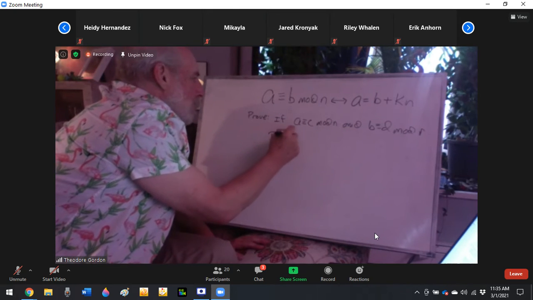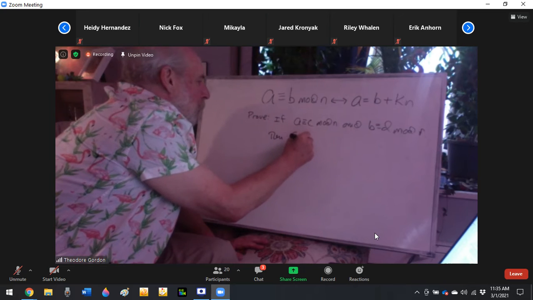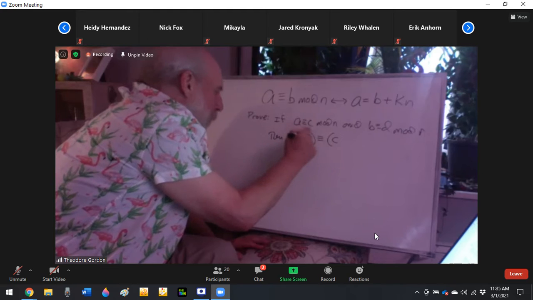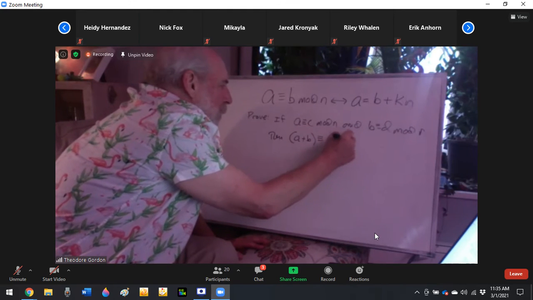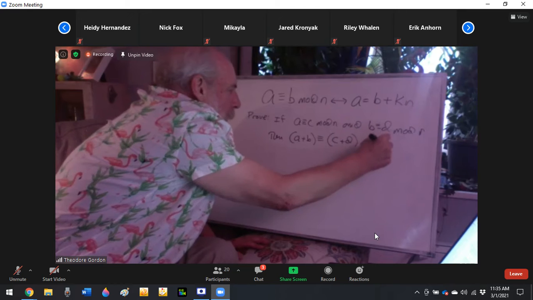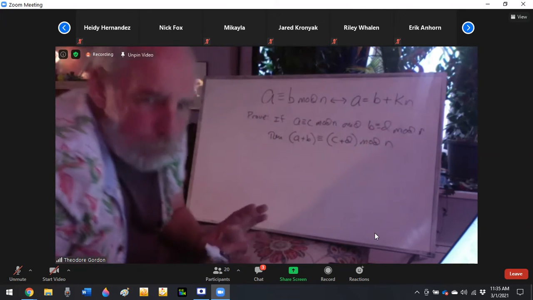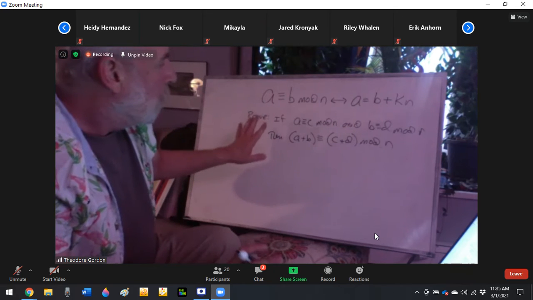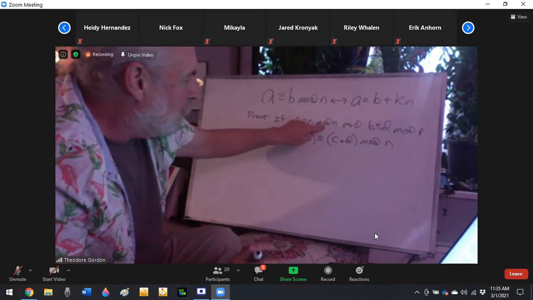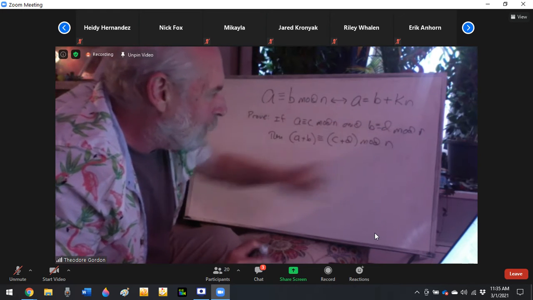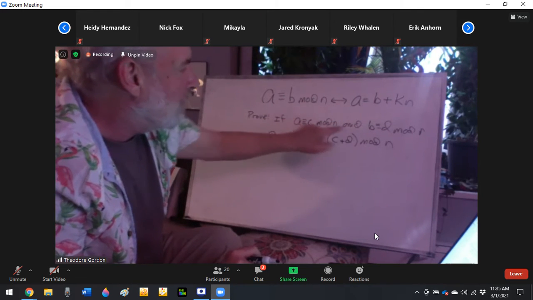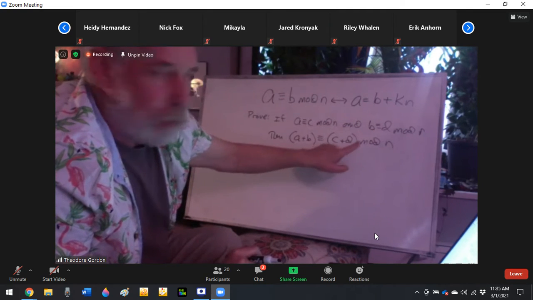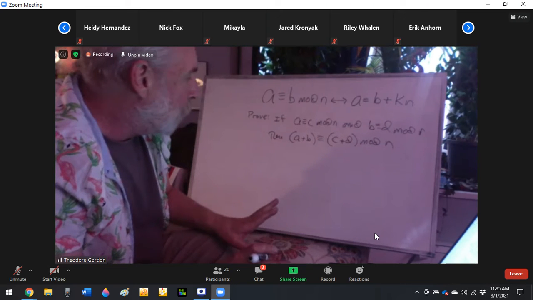Then A plus B is congruent to C plus D mod N. So we're going to compute that and show how to prove that. So premise: A is congruent to C mod N and B is congruent to D mod N, then prove that adding these two numbers together will be the same thing as adding these two numbers mod N. So here's how we prove.